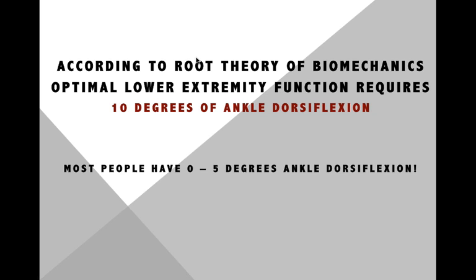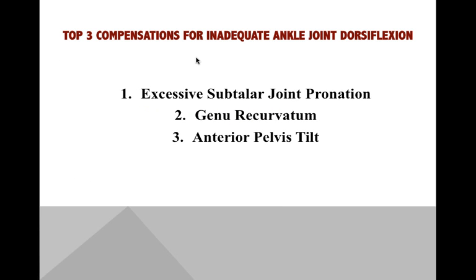That means to even stand in a quiet stance with that ankle in a 90-degree angle, their body is compensating to stand vertical. It's quite impressive when you start looking at ankle joint dorsiflexion and the way that body's going to compensate. So as a fitness professional, athletic trainer, strength coach, you need to know what are the top 3 compensations for inadequate ankle joint dorsiflexion.